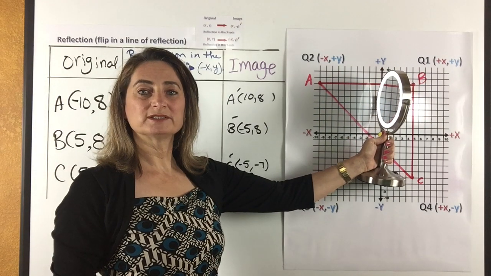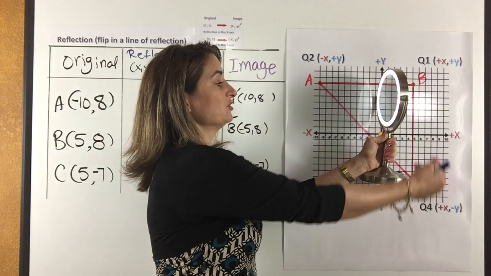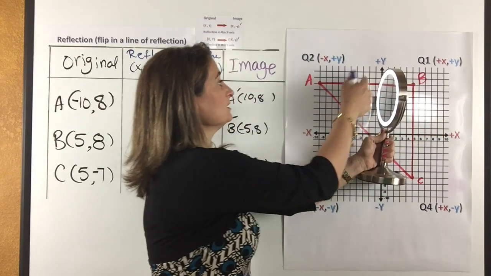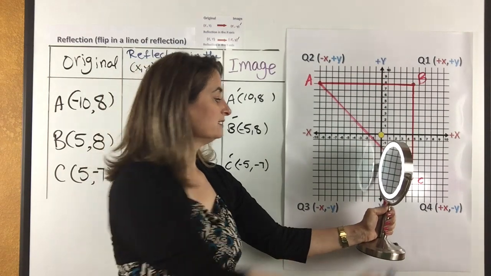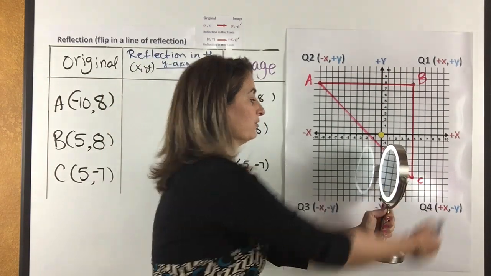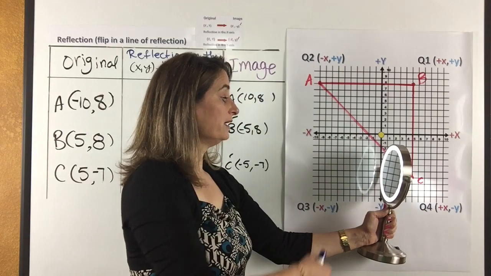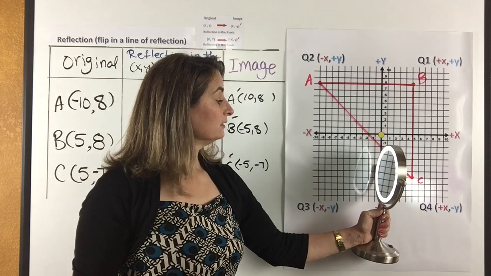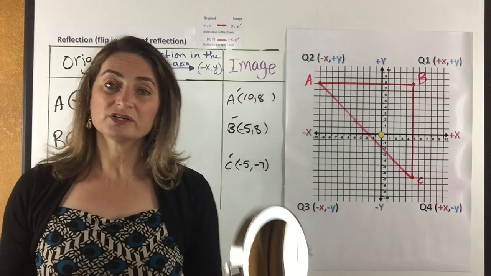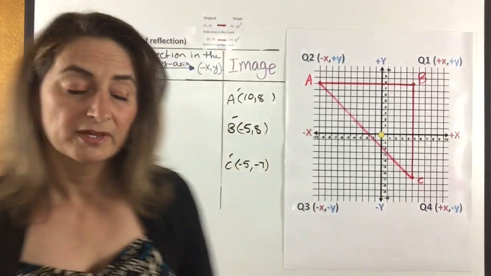the first quadrant. B is in the first quadrant, and the reflection, you will see it in the second quadrant. C is in the fourth quadrant, and the reflection through the mirror, that's on the y-axis, it will land in the third quadrant. So let's see how this works with counting spaces.